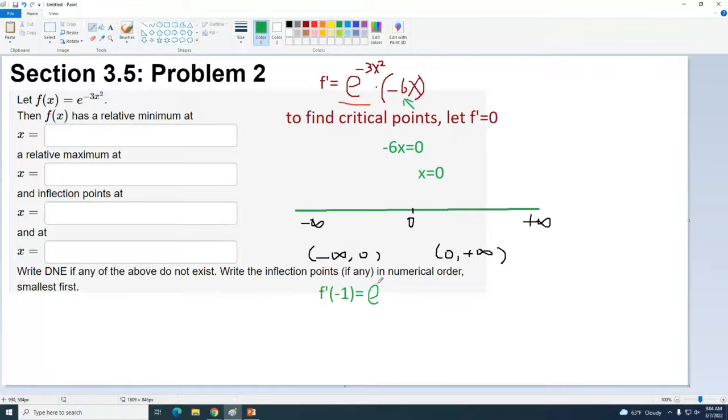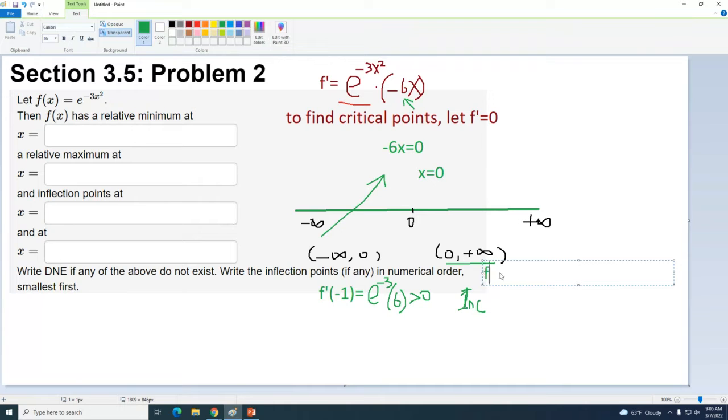So it's e to the negative 3. Negative 1 squared is 1 times 6. 6 times negative, positive 6, which is positive. So we know the function is increasing. So here, it's increasing. And then the second interval, let's try to find a point, such as 1.